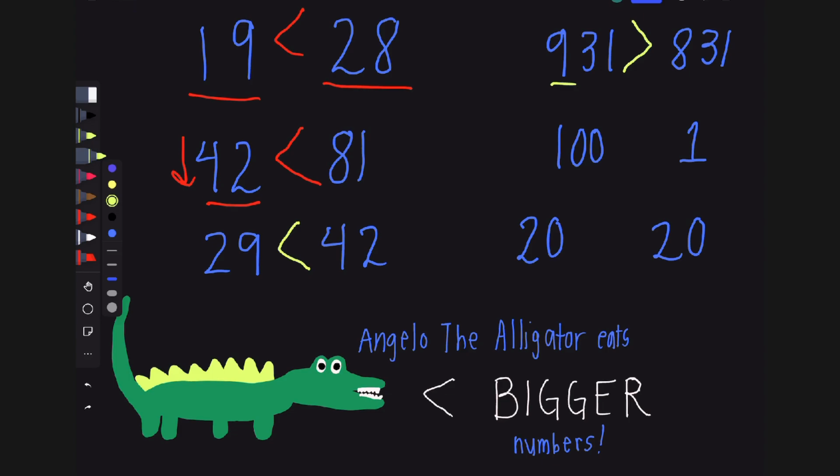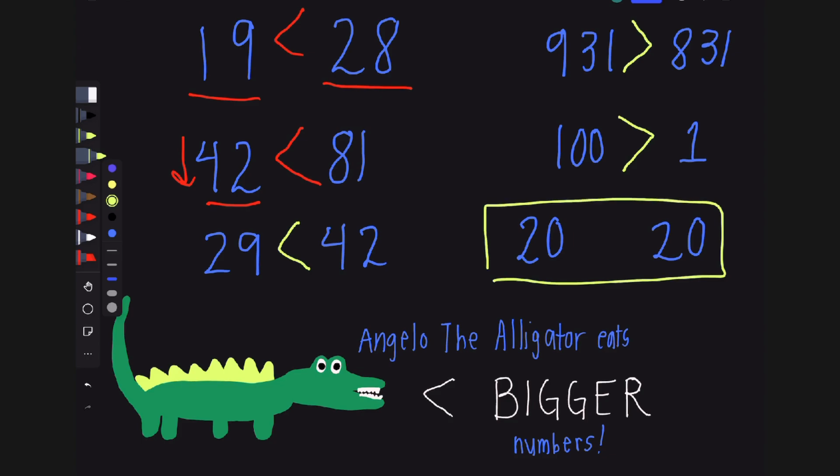Now this next one should be a little easy. 100 is much more than 1. So he's going to chomp this guy. But these two are exactly the same. So that means it's equal.